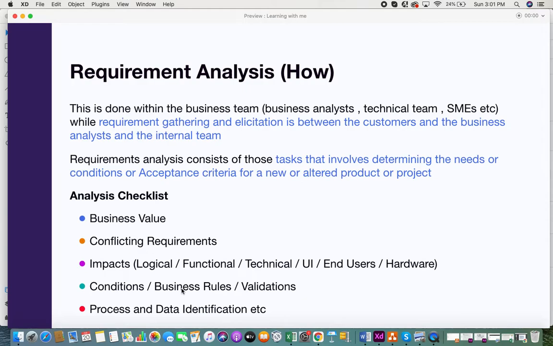So it's always first the requirement gathering and elicitation that takes place, followed by the analysis. I hope you got an understanding of the difference between requirement gathering, elicitation and analysis, and don't ever get confused between these three, especially between requirement gathering and elicitation. Try to enhance your skills in requirement elicitation, because that's very core for a business analyst or product analyst.